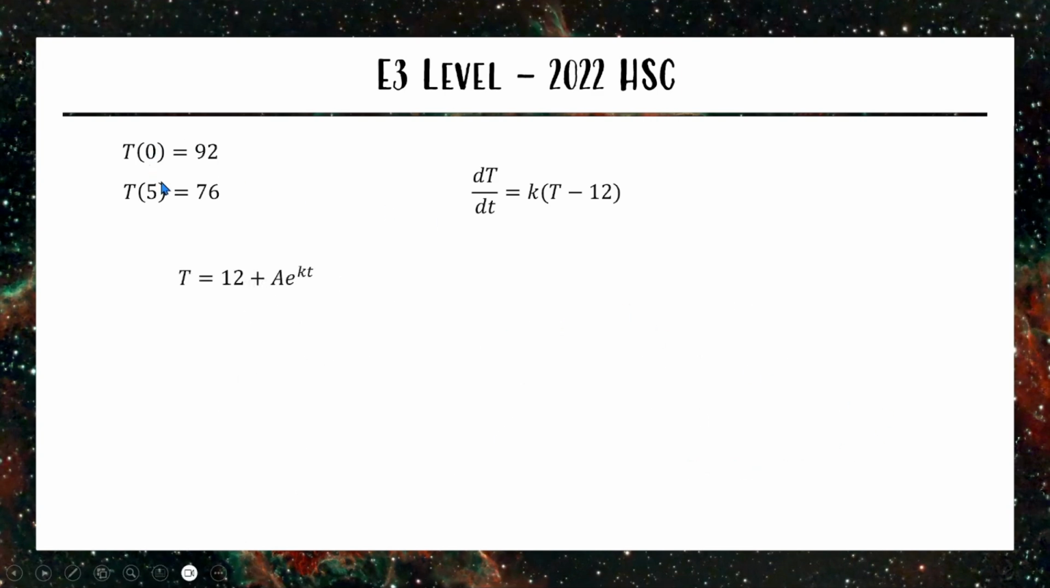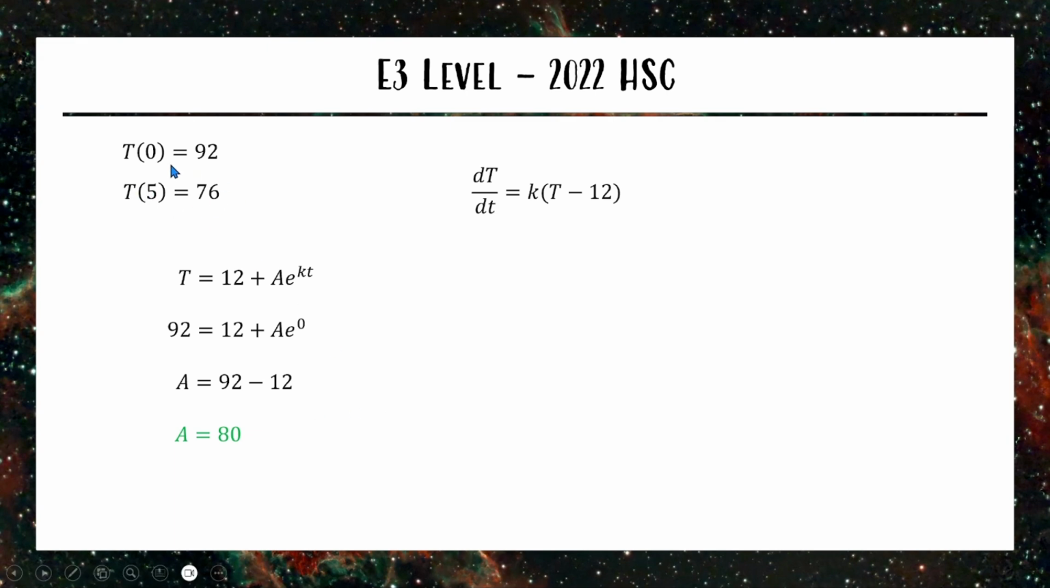Let's use our initial conditions to figure out what a and k are, and then hopefully it'll look like what they told us to make it look like at the start. So initial condition, when little t is equal to 0, capital T is equal to 92. Take 12 off both sides, and then you're going to get that a is equal to 80, because e to the power of 0 is of course 1. So we have 92 minus 12 is equal to capital A, and so a is 80, which is what we were trying to achieve.